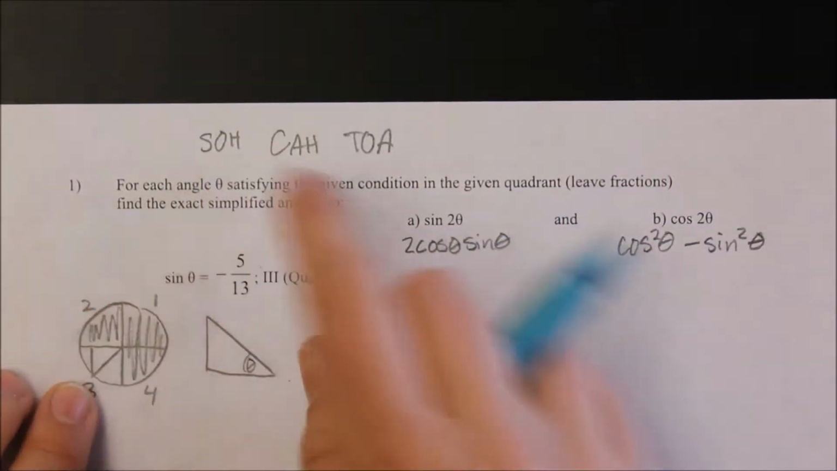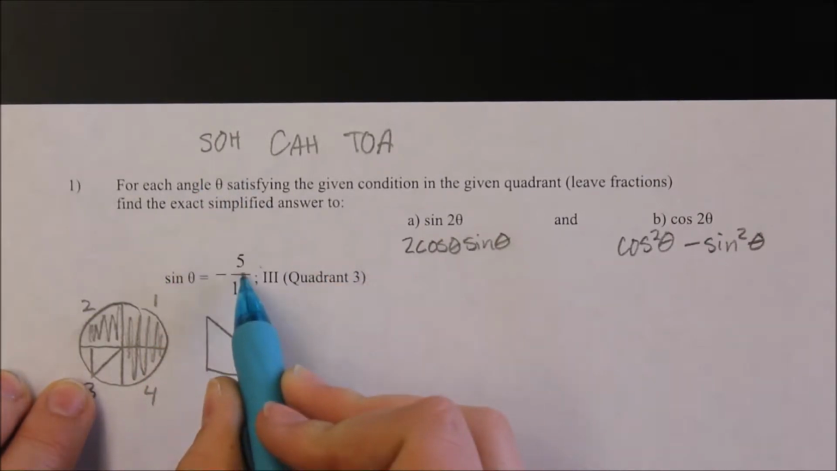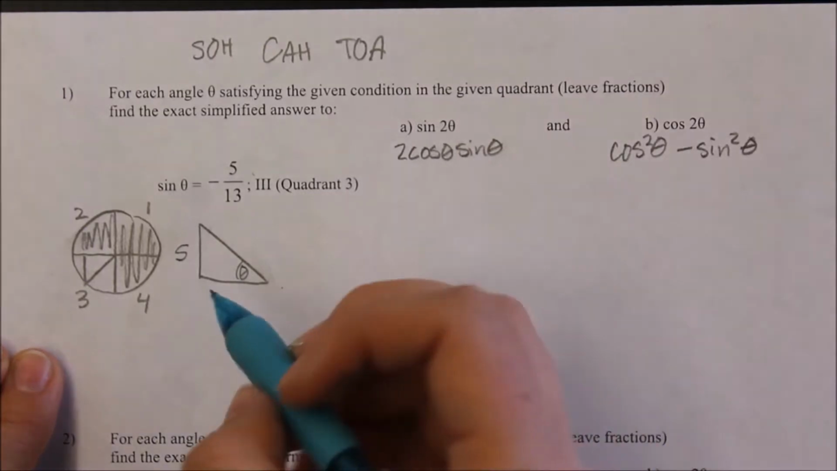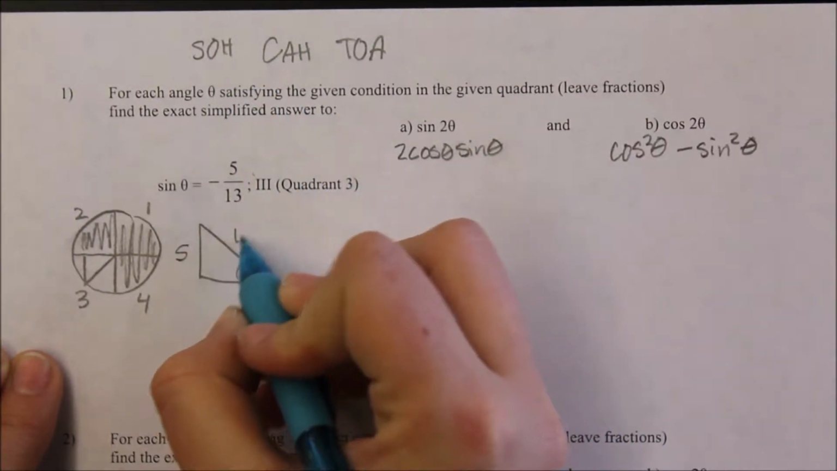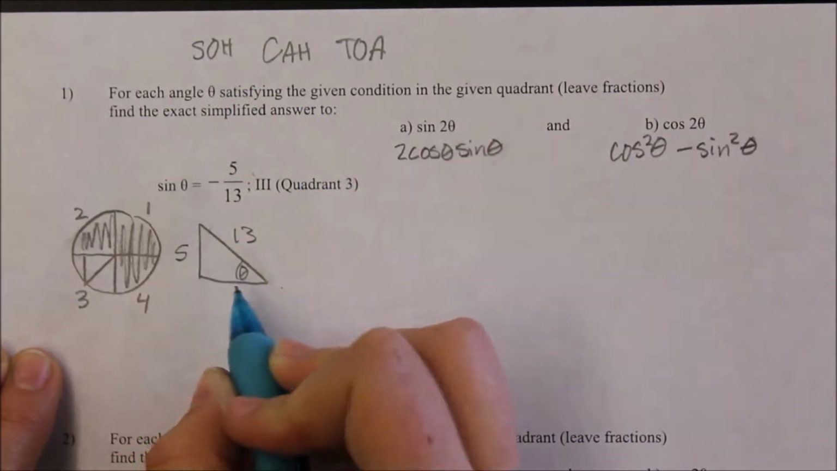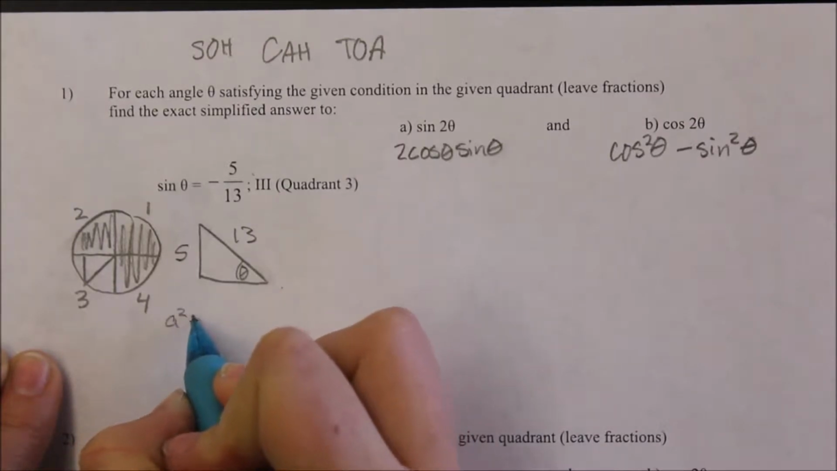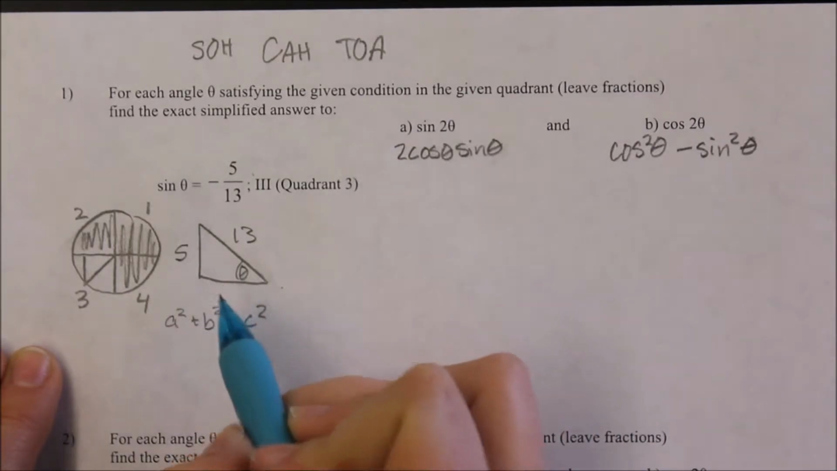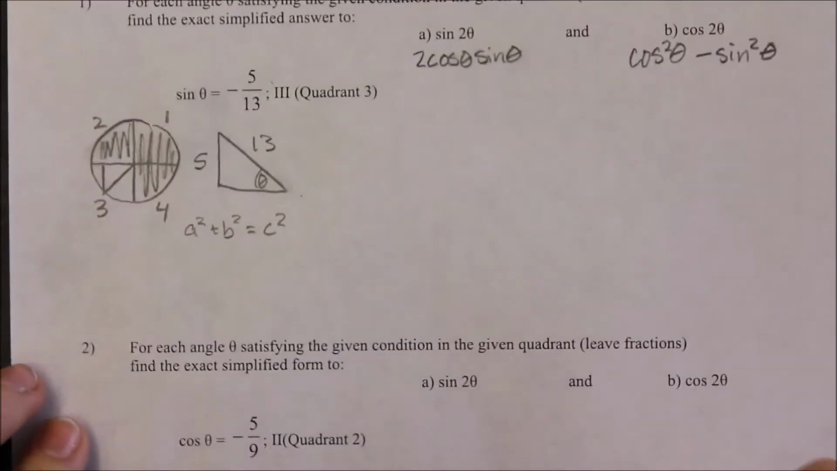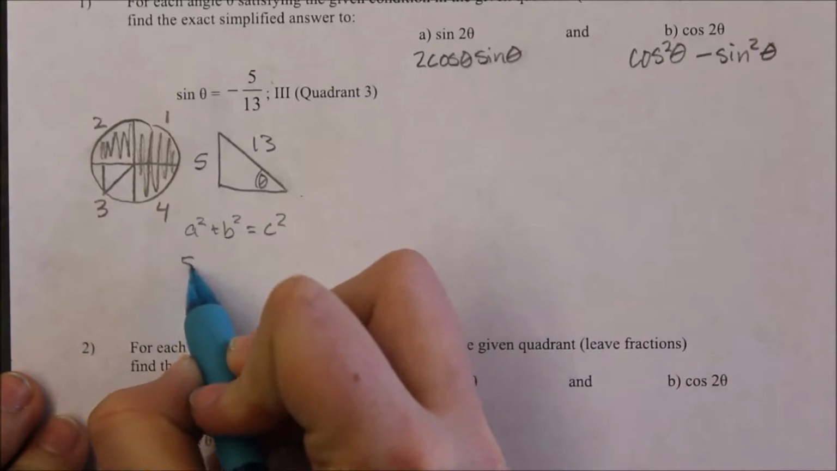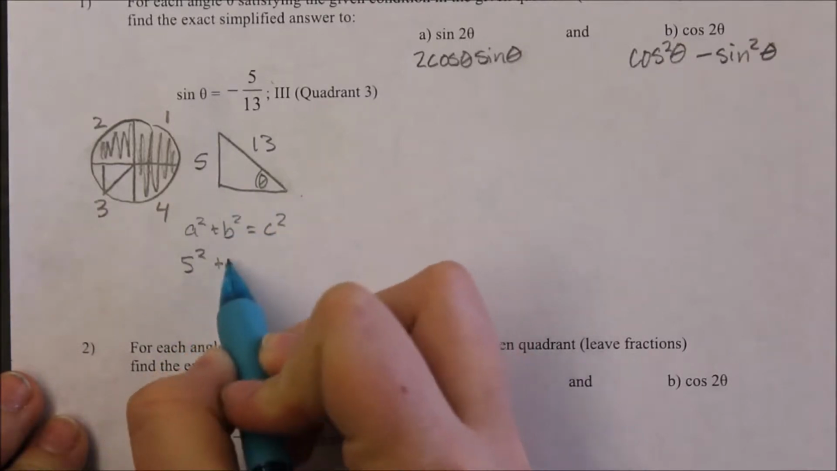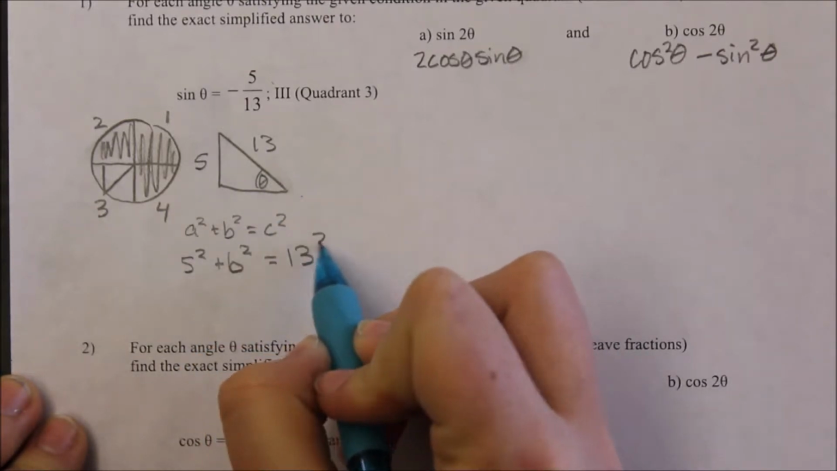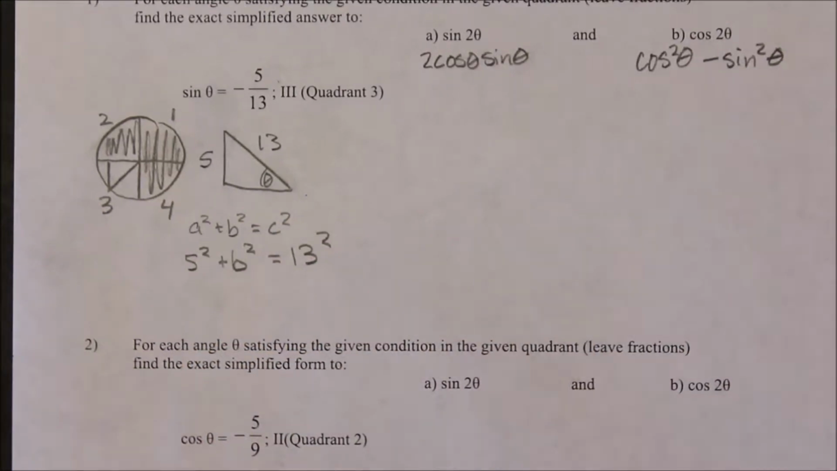So we have sine, which is opposite, which is the 5, over the 13. Hypotenuse is the longest side of our triangle, and we're trying to find our other side. So we use the Pythagorean theorem, which is a squared plus b squared is equal to c squared. Now, to find our missing side, we just plug in. 5 would be our a, or b, does not matter. b is our missing side, and 13 is our hypotenuse.